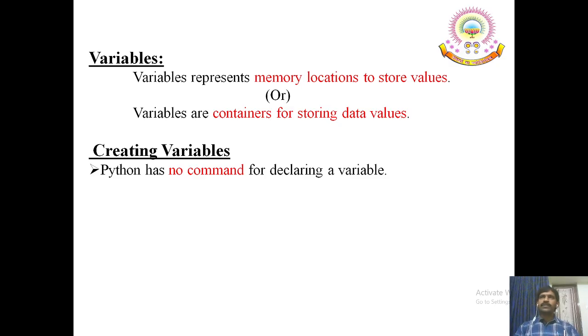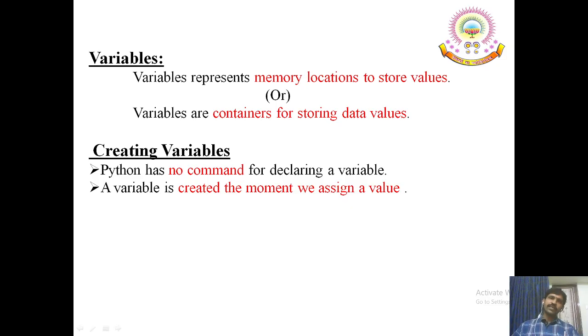In C language, we declare the variables with a specific data type, like int space a, where a is an identifier used to identify an integer location which gets 2 bytes of memory. But in Python, there is no specific command available for declaring a variable. That means the variables are dynamically created. A variable is created the moment we assign a value.